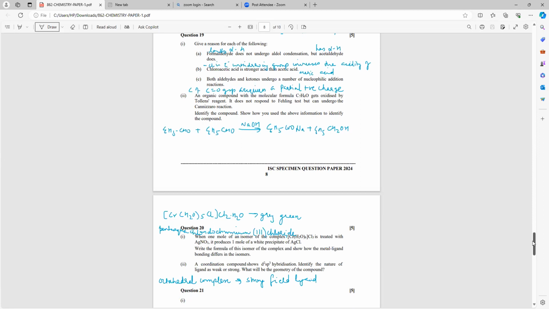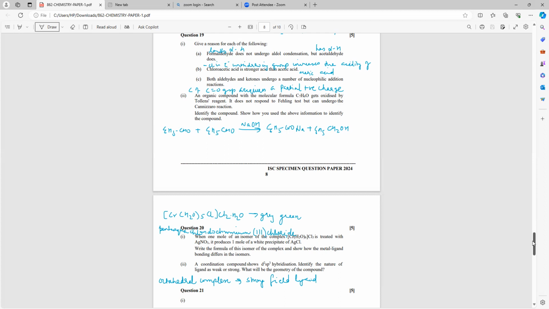Question number 20. When 1 mole of an isomer of the complex is treated with AgNO3, it produces 1 mole of a white ppt of AgCl. So the isomer will be hydrate isomerism. So one water molecule will move out. So it will replace your chlorine. So it will be [Cr(H2O)5Cl]Cl2·H2O, with Cl2 and H2O in the ionic sphere. The IUPAC name will become pentaaquachloridochromium(III) chloride.